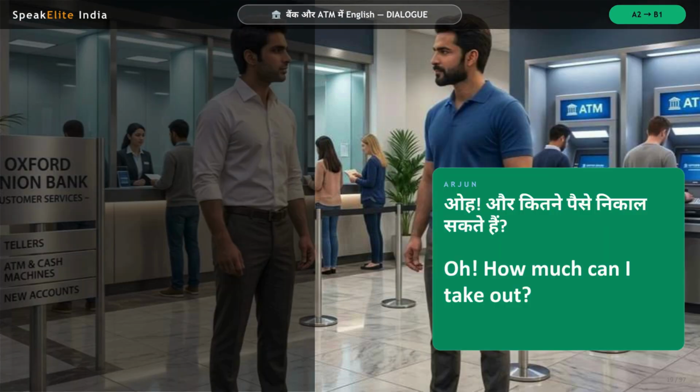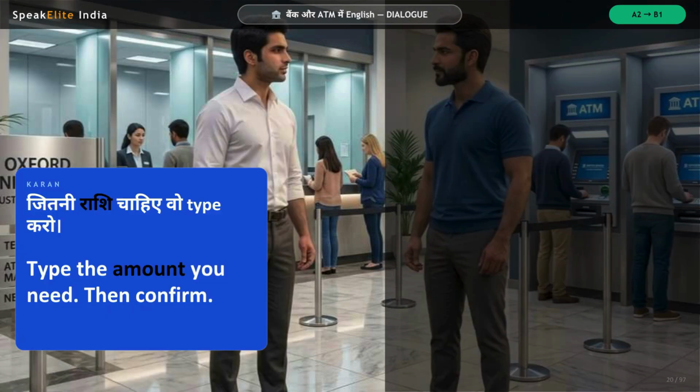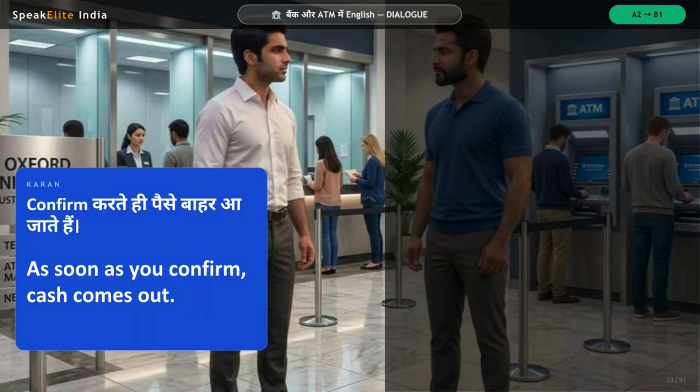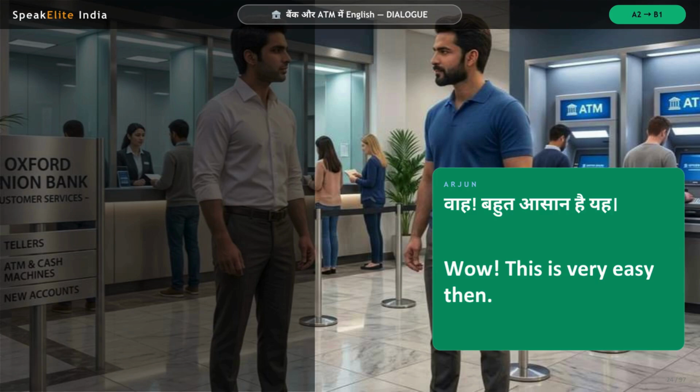Oh, how much I can take out? Type the amount you need, then confirm. And when does the cash come out? As soon as you confirm, cash comes out. Wow, this is very easy then.